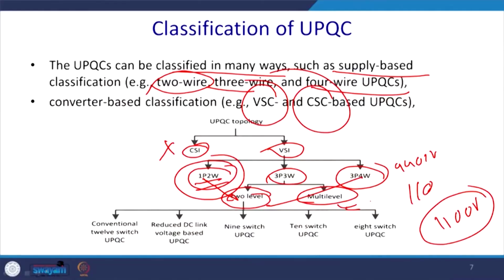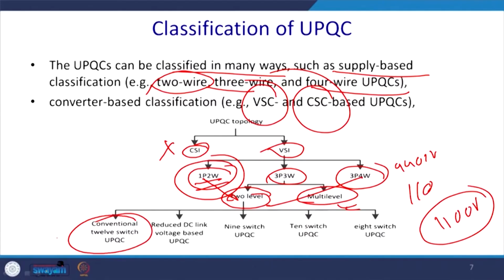So, anyway, in multi-level there are many researchers working to reduce the voltage stress and to reduce the component count and all those issues and optimizations, and for this reason we have the conventional 12 switch UPQC that has been proposed. Thereafter we may have a reduced DC-link voltage based UPQC. There we try to reduce the DC-link voltages by putting the capacitor in the shunt path, but the real power handling capability generally gets decreased.